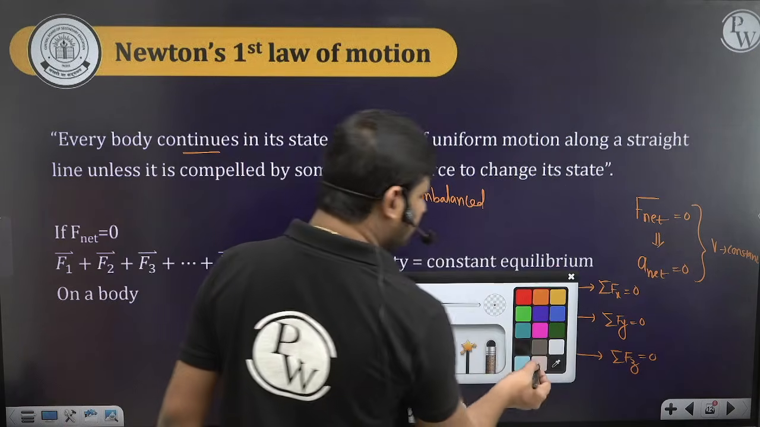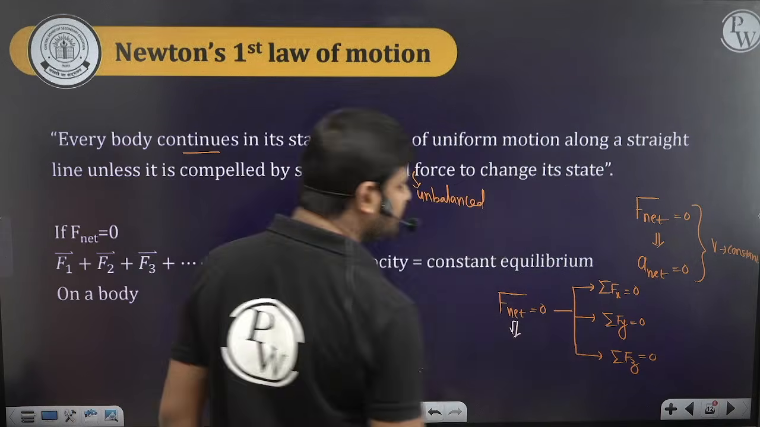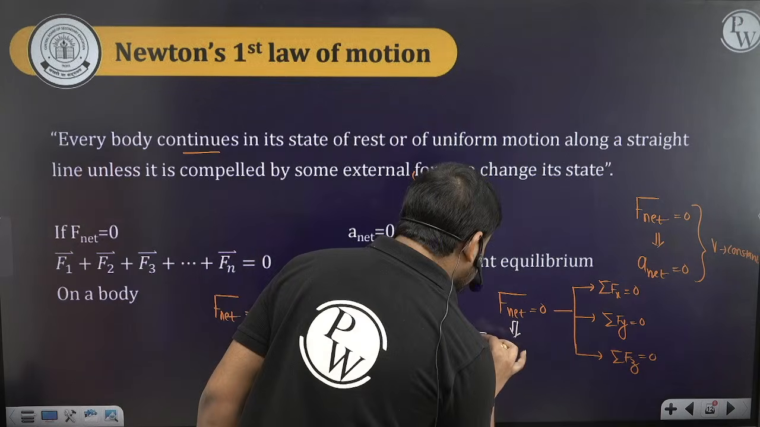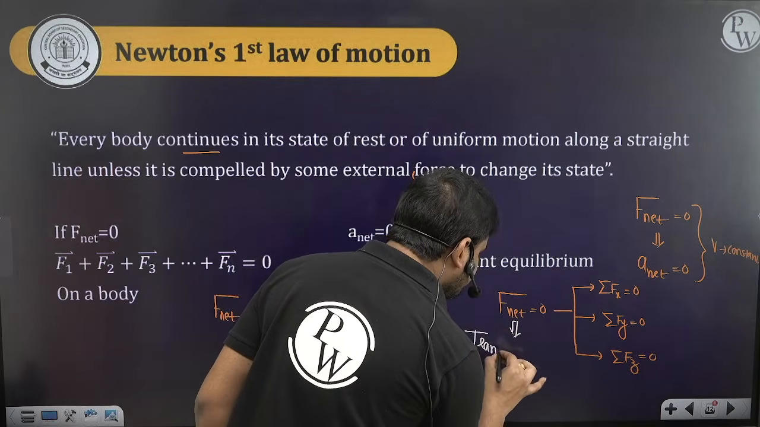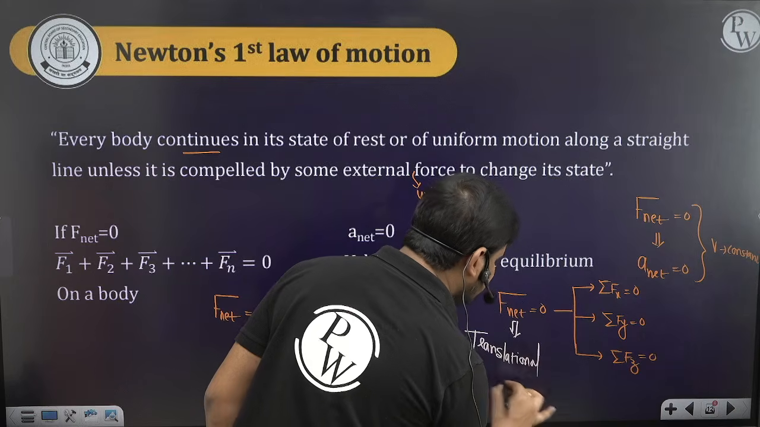So when the summation of forces acting on the body is 0, the body is said to be in equilibrium. Which kind of equilibrium? If the F net acting on the body is 0, that equilibrium is said to be translational equilibrium. That's translational equilibrium, guys.